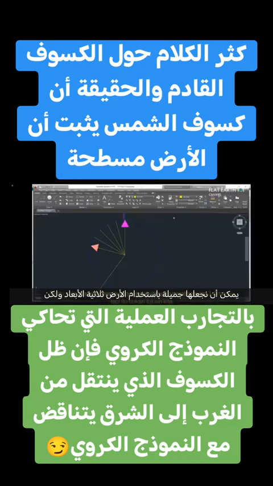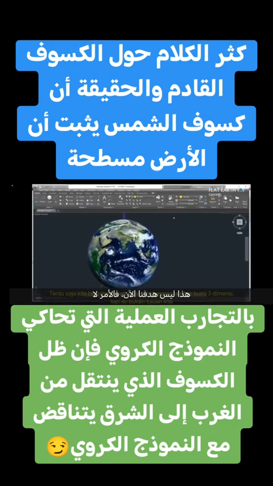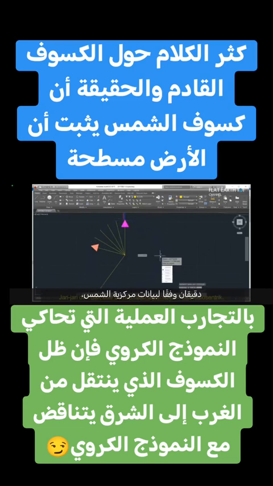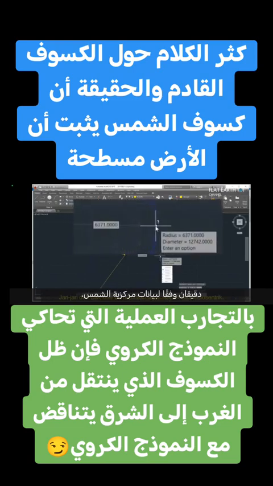Let's start with the Earth. Of course, we can make it pretty with a 3D Earth, but that's not our objective now. It's not about beauty, it's about precision. The Earth radius and diameter are precise according to heliocentric data.